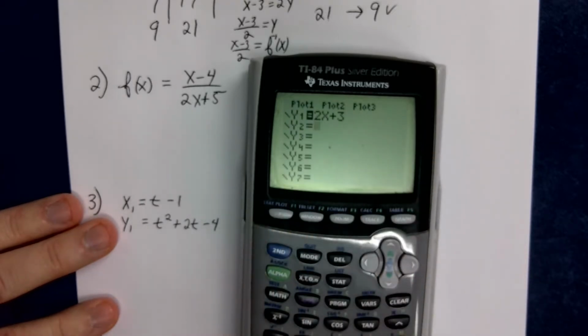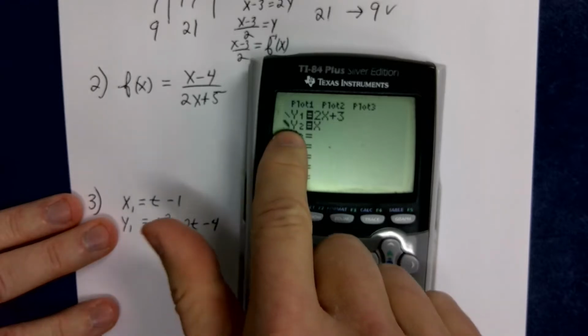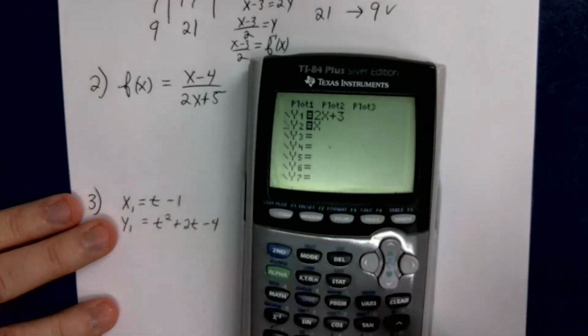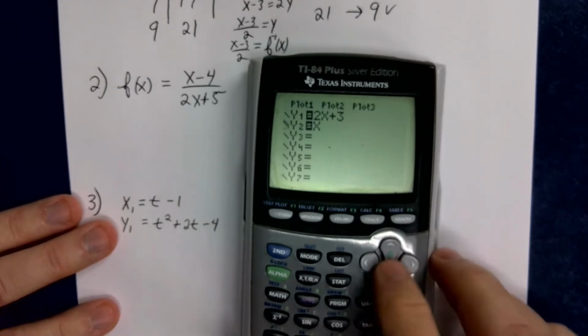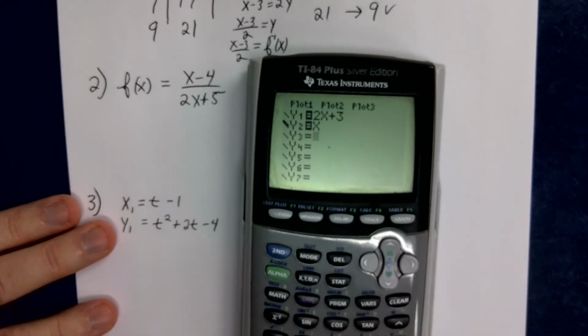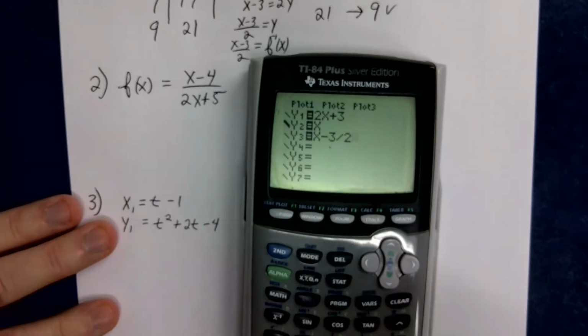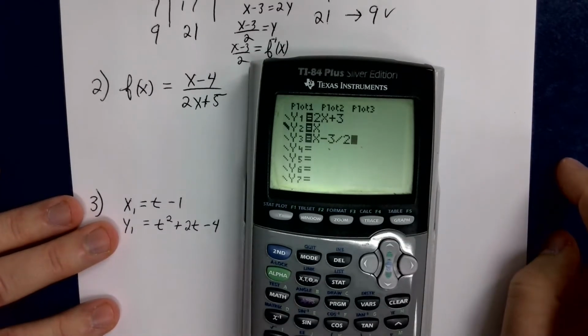So in y2, I'm going to put x, and I'm going to make that line nice and thick. Again, I go all the way over here to the first dash, and I hit enter once. On the newer calculators, you have to go to that little sub-menu to be able to do it. And then in y3, I'm going to put my new one, x minus 3 divided by 2. And that's what a lot of you are going to do. And you're going to look at this and you're going to go, hey, wait, that's not x minus 3 over 2, is it?